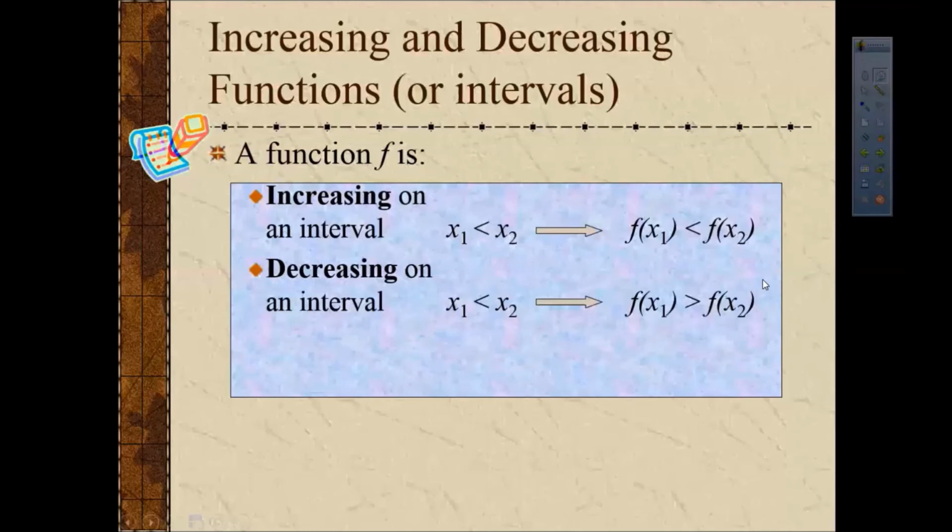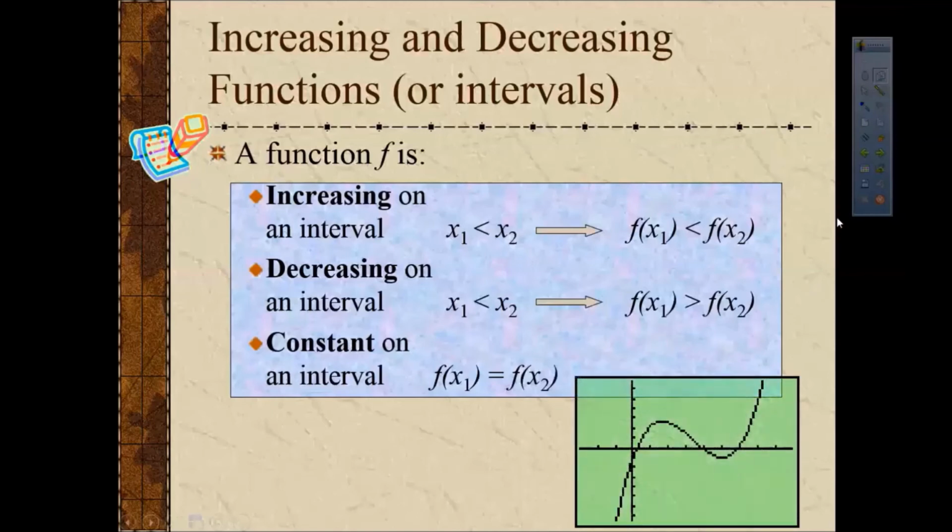The last type of section we'll talk about here is a constant. And constant on an interval means that f of x1 equals f of x2. That is, function values are equal no matter what x I decide to put as my input. So here's an example of a function. Let's look for where it is increasing and where it is decreasing.